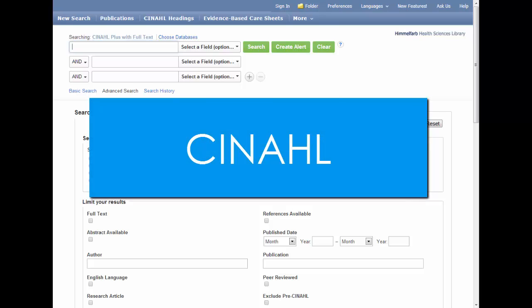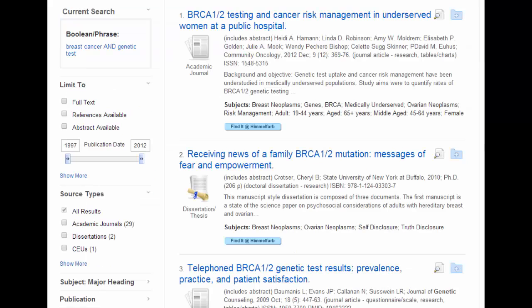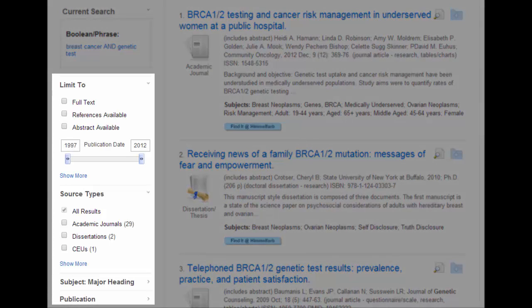CINAHL provides extensive coverage of literature in the fields of nursing and allied health. This includes occupational health and safety, medical imaging, complementary and alternative medicine, gerontology, nutrition, bioethics, medical administration and management, the pharmaceutical industry, bioinformatics, disability studies, health policy, physical therapy, and occupational therapy.